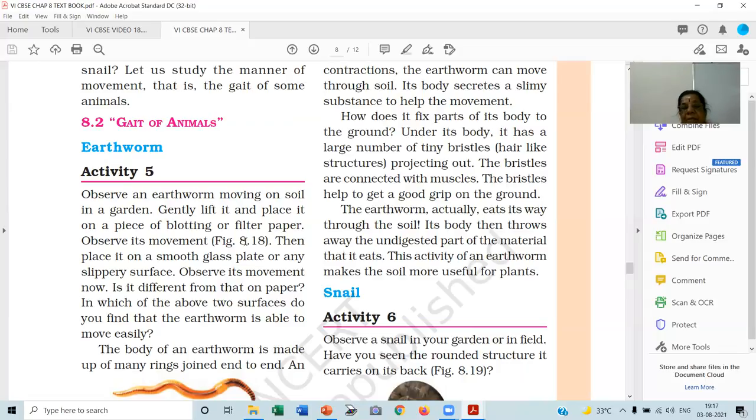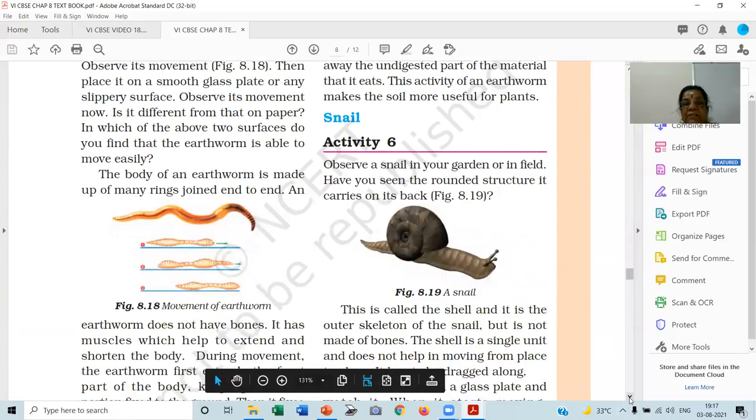I hope you understand. The earthworm actually eats its way through the soil. Its body then throws away the undigested part of the material that it eats. This activity of an earthworm makes the soil more useful for plants. It is loosening the soil and mixing in nutrient-rich soil. That's why it is called the friend of the farmer.